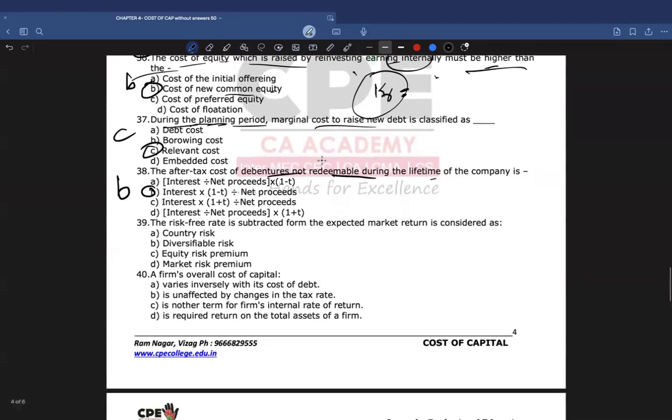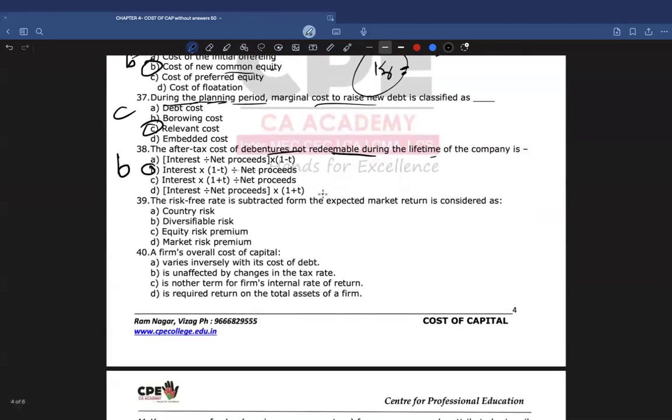B. The risk-free rate subtracted from expected market return is considered as what? It's a premium because we're asking what Rm minus Rf is. So again, among the options, market risk premium seems to be more suitable.